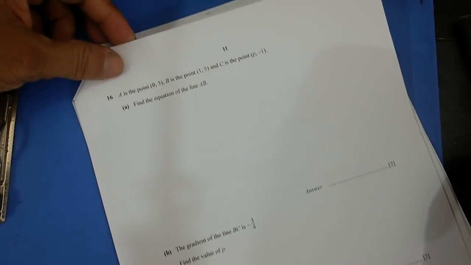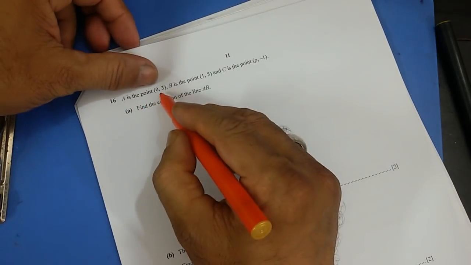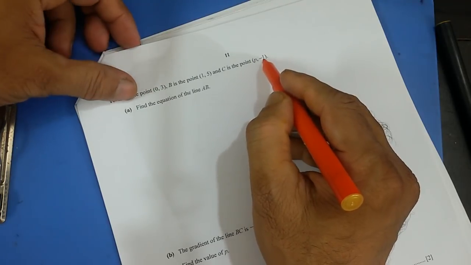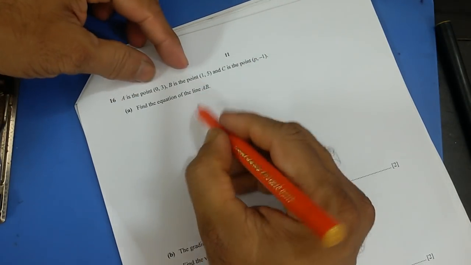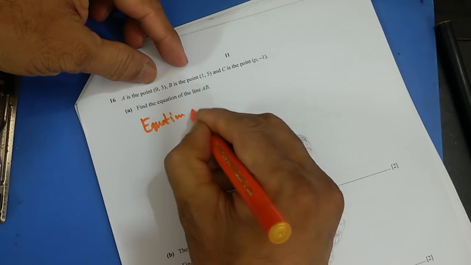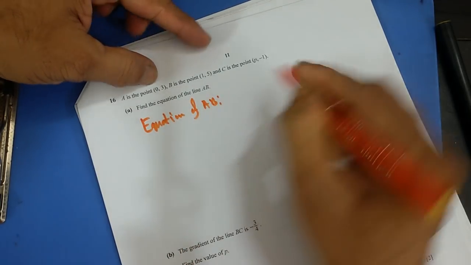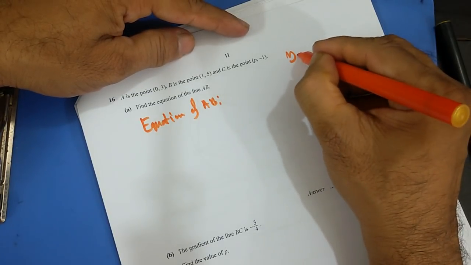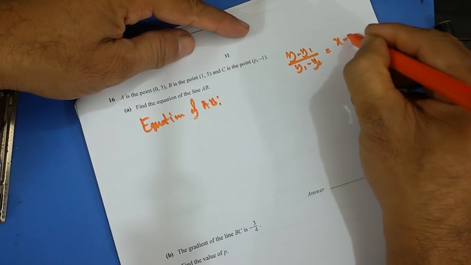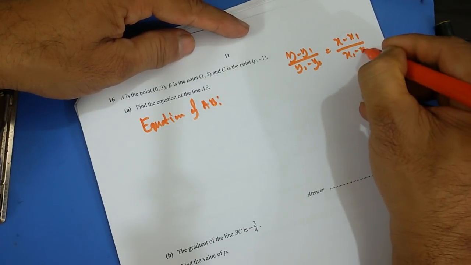Question number 16. It says A is the point 0, 3. B is the point 1, 5, and C is the point P, minus 1. Find the equation of the line AB. So equation of AB, we know the formula, if 2 points are given, y minus y1 over y1 minus y2 equal to x minus x1 over x1 minus x2.